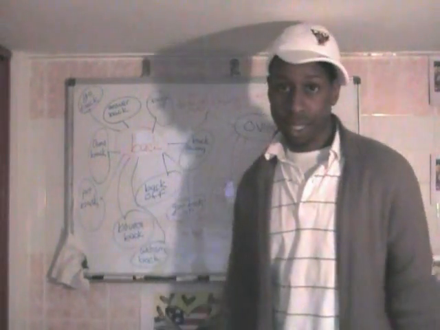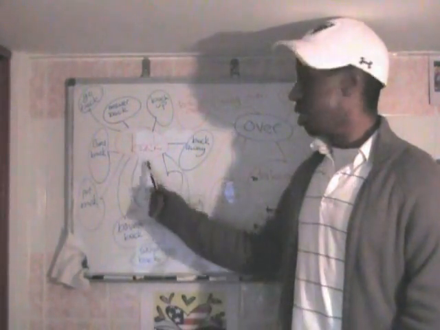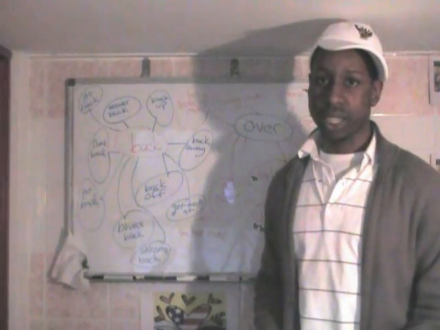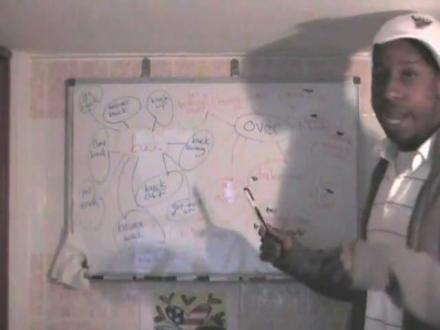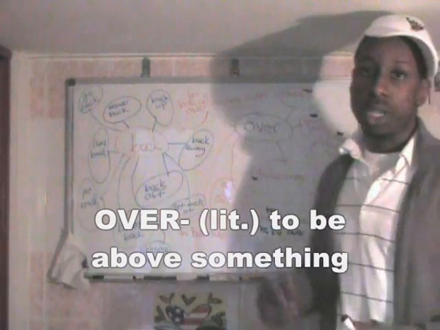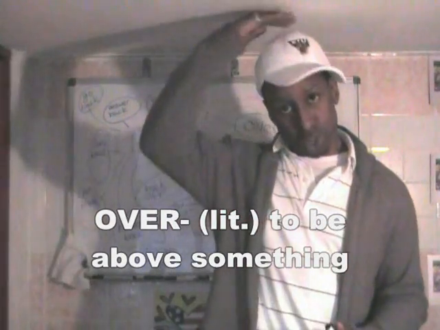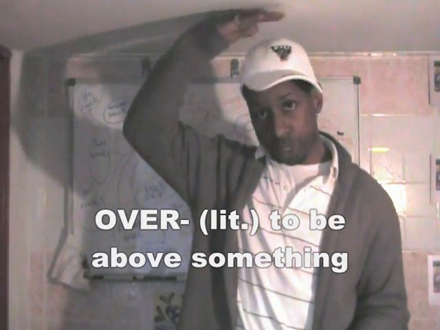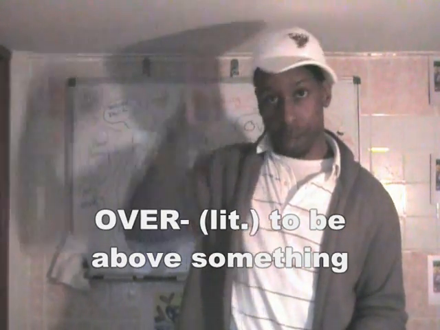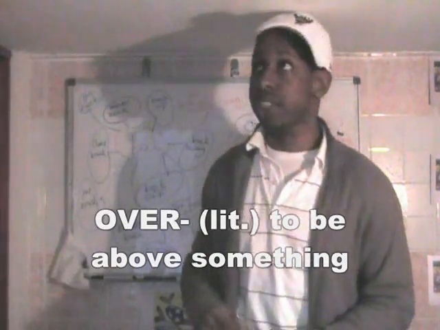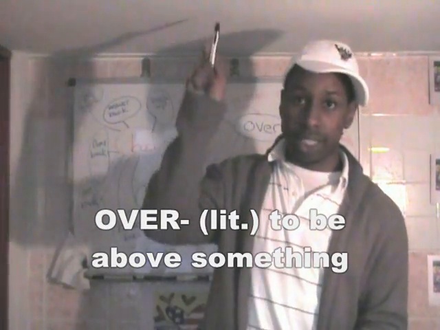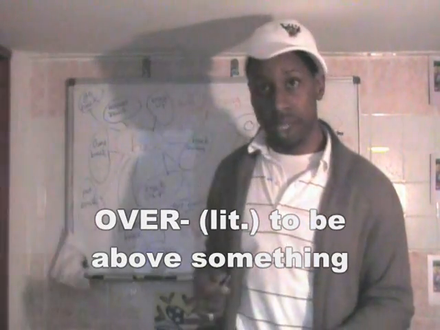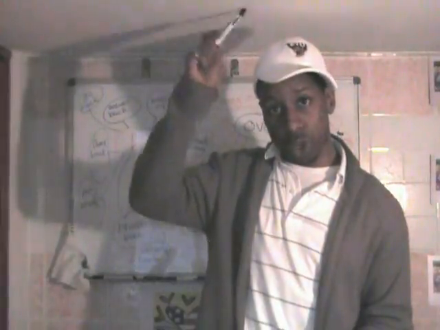We also have back. This is another interesting word. But before we go to back, let me explain over. Over literally means to be over. It's a preposition and it just means something is above something. For example, the ceiling is above my head. The ceiling is over my head.